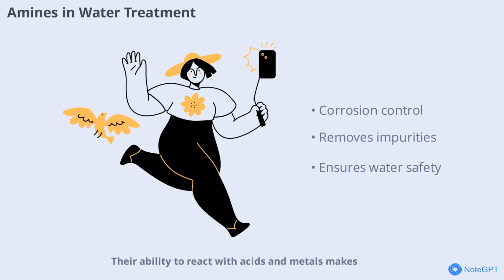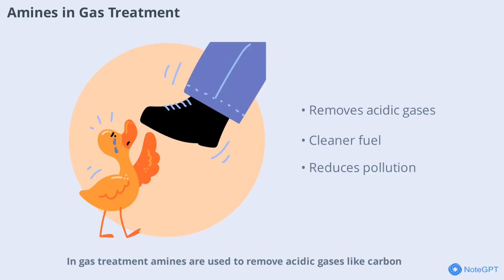Their ability to react with acids and metals makes them effective in maintaining clean and safe water supplies. In gas treatment, amines are used to remove acidic gases like carbon dioxide and hydrogen sulfide from natural gas and industrial emissions. This process is vital for producing clean fuel and reducing environmental pollution.